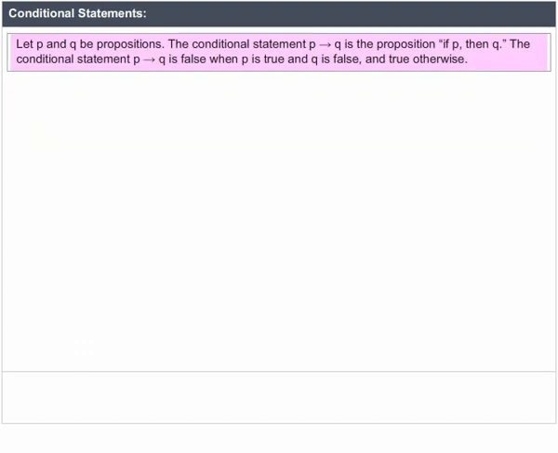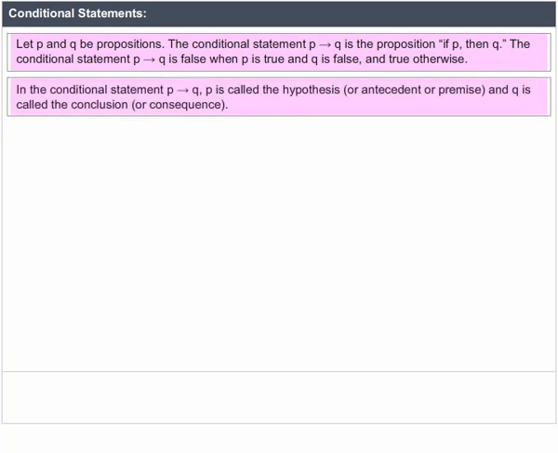Conditional statements. Let P and Q be propositions. The conditional statement P implies Q is the proposition if P, then Q. The conditional statement P implies Q is false when P is true and Q is false, and true otherwise. In the conditional statement P implies Q, P is called the hypothesis or antecedent or premise, and Q is called the conclusion or consequence. The truth table for the conditional statement P implies Q.